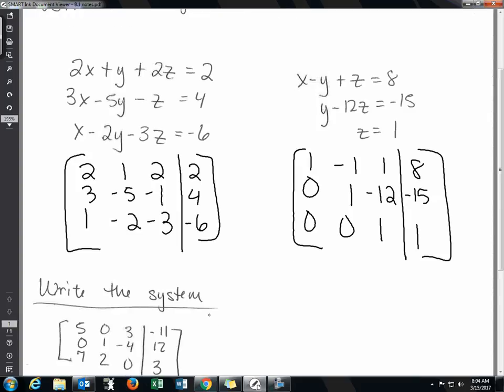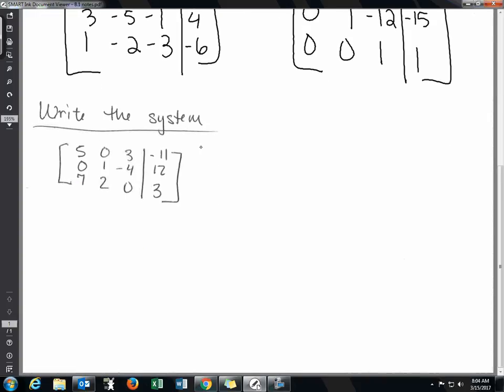Now going backwards the opposite way, you're given an augmented matrix and you write the system. Looking at this, we have 3 columns, so that'll be x, y, and z. Those are the most common. You can also use a, b, and c, but x, y, and z are usually the 3 variables they always use. So 5x plus 0y. I don't have to write 0y; you can, but since it's 0, you don't. So 5x minus 3z equals -11.